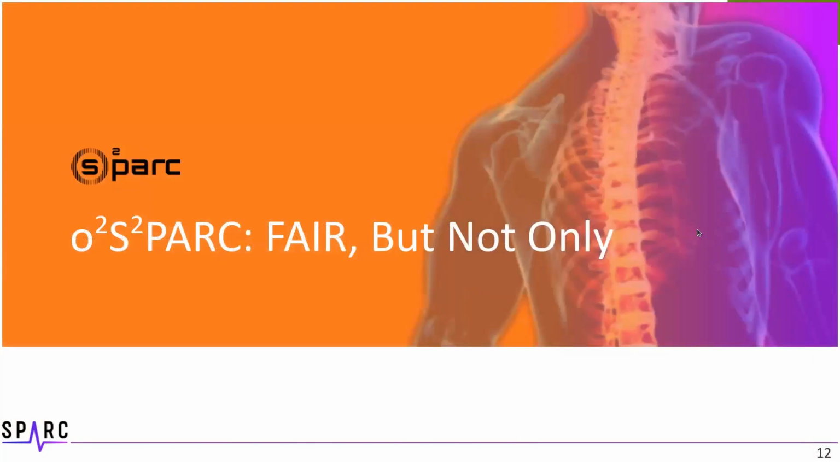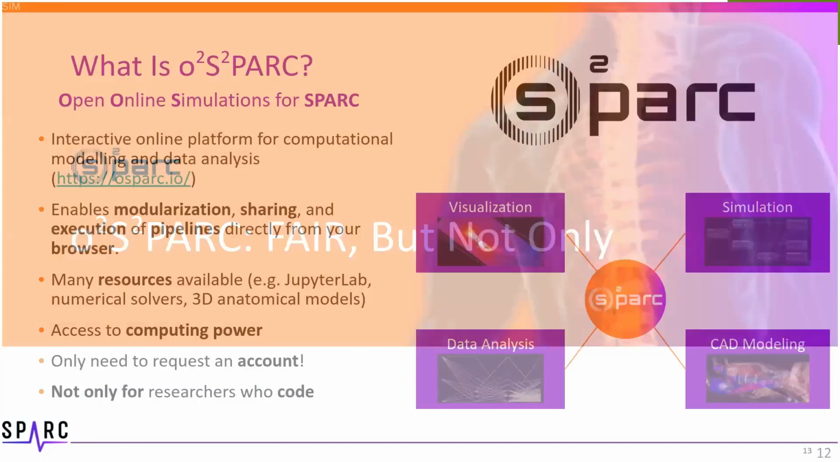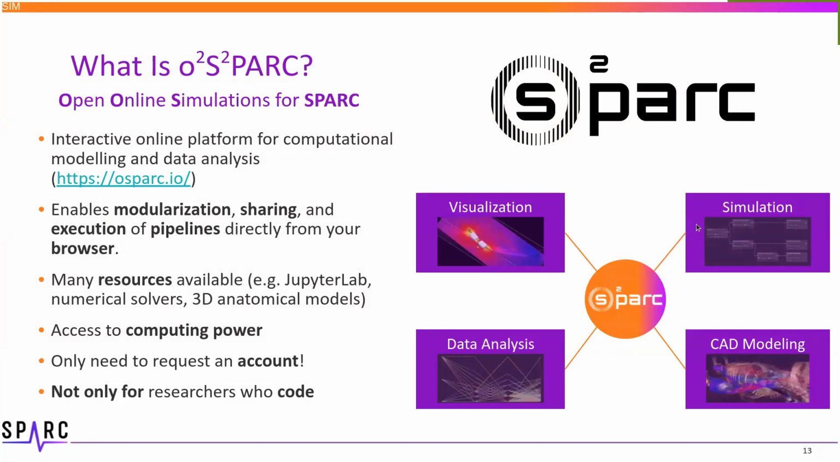So let's have a look at o²S²PARC and see how it is FAIR, but it also goes a bit beyond FAIR. So first of all, what is o²S²PARC? So o²S²PARC stands for Open Online Simulations for SPARC. It is an interactive online platform that you can access at this URL. You just need to request an account from us by writing to support@osparc.io. You will find again the email at the end of this webinar. And basically what it does is enabling modularization, sharing, and execution of pipelines very easily from your web browser.